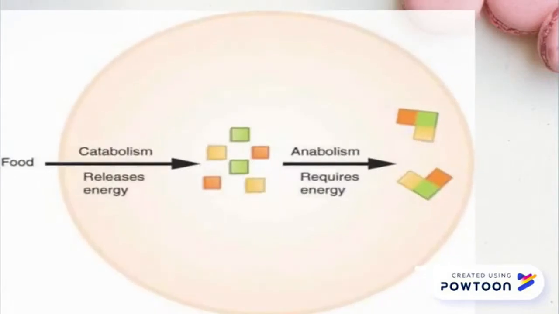For example, a catabolism reaction is the changing of complex molecules to simple molecules, and an anabolism reaction is the changing of simple molecules, with an input of energy, to become complex molecules.